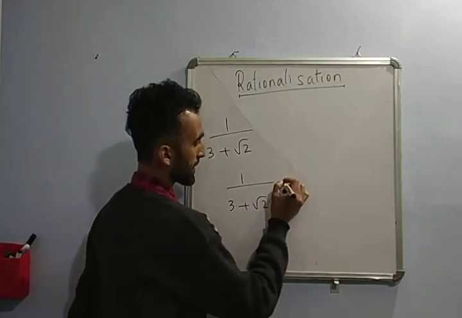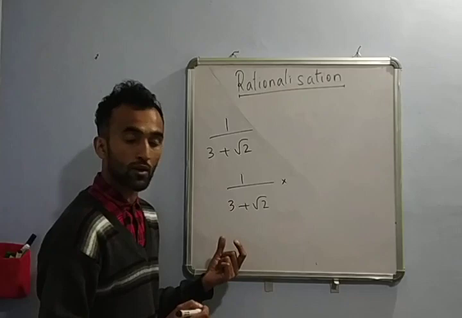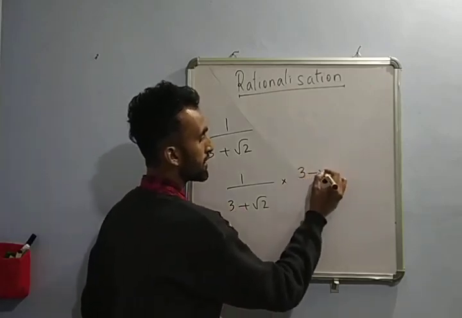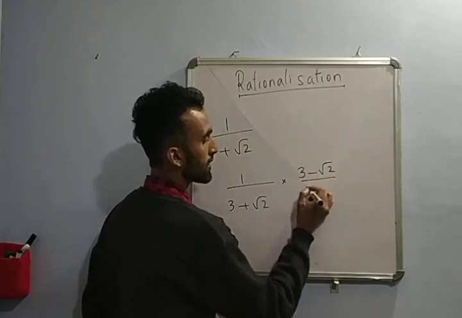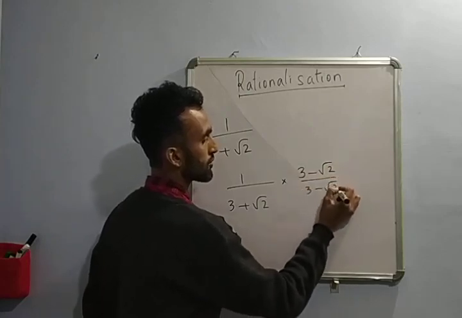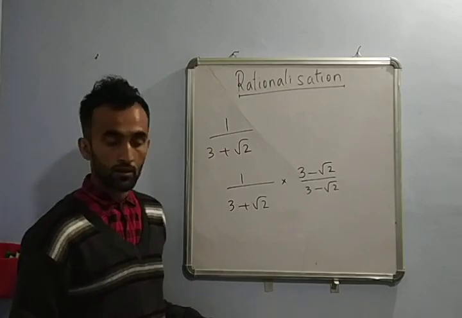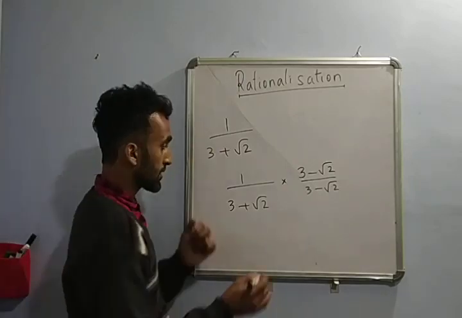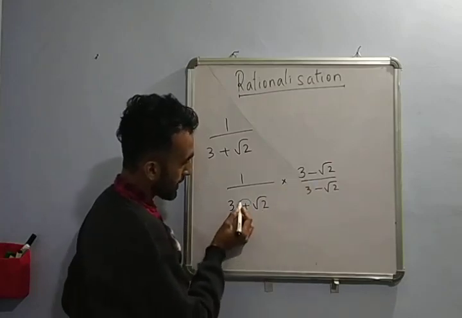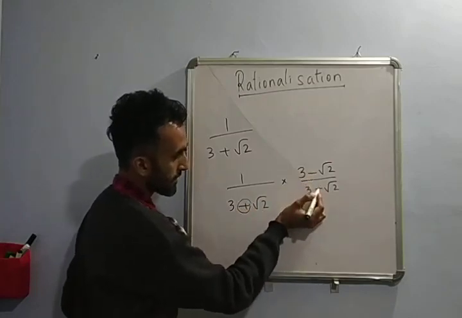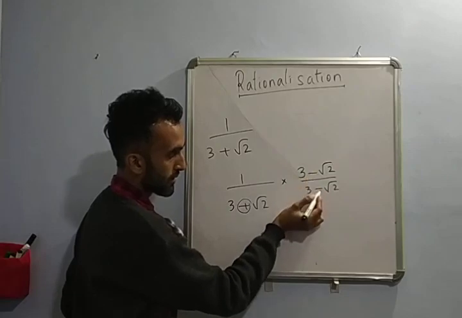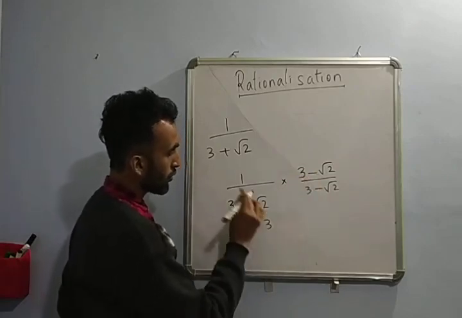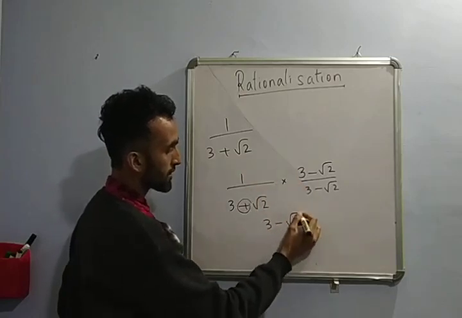Now my rationalizing factor will be the conjugate. Conjugate means if it is 3 plus root 2, you have to multiply 3 minus root 2. Here also, same, 3 minus root 2. Now you will understand what is happening here. If there is a plus here, you have to multiply minus, and here also the same. Whatever you do here, do the same there. If there is a minus here, plus. 1 into 3 minus root 2 is 3 minus root 2 only.